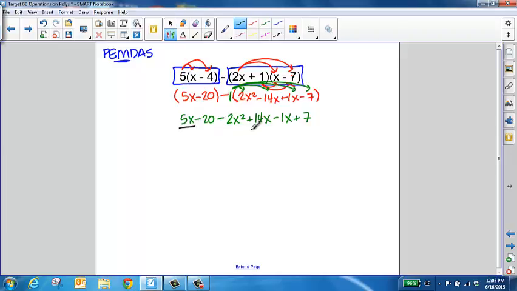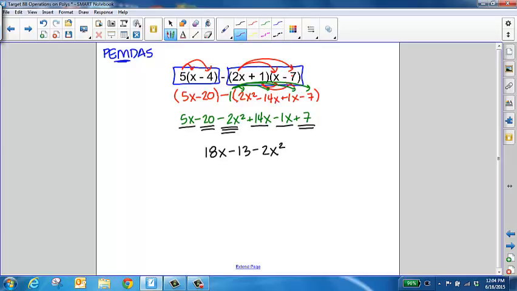So we have 5x, 14x, and negative 1x. Those all just have a single x. We have our constants. We have negative 20 and a positive 7. And then we have negative 2x squared. So if we combine our like terms, 5 plus 14 minus 1 gives us 18x. Negative 20 and a positive 7 gives us negative 13. And then since we don't have anything to combine our negative 2x squared with, we're just going to drop that down.